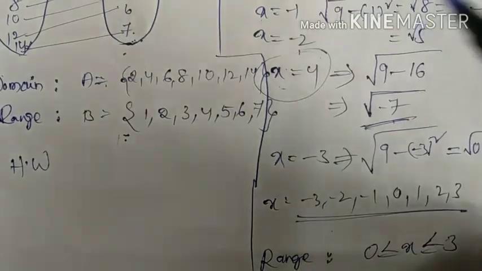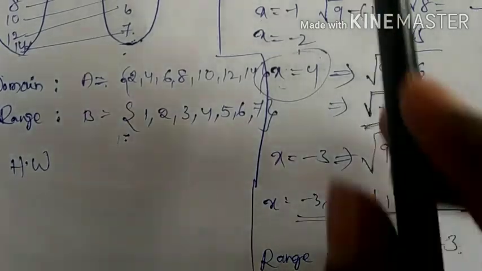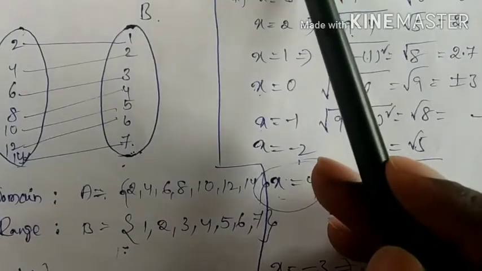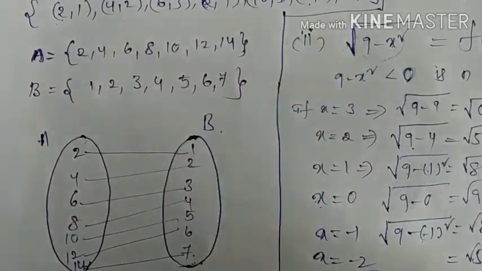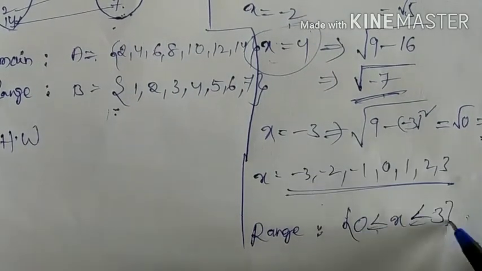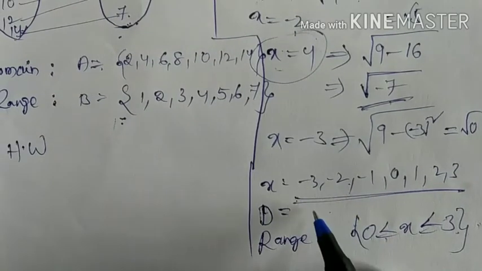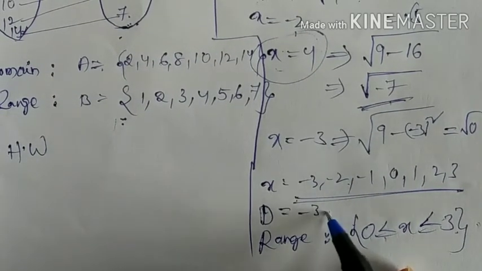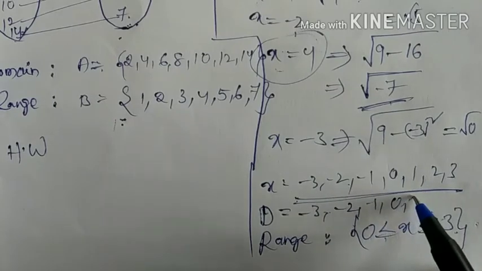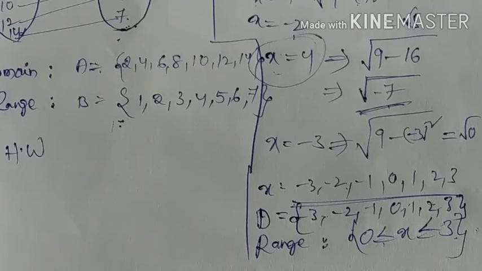So these values are repeated for what we have given. So that's why the range of the given function f of x equal to root over 9 minus x square is 0 less than or equal to x less than or equal to 3. We can write it like this. This is the domain of this set: minus 3, minus 2, minus 1, 0, 1, 2 and 3. Clear? Okay, I hope you understand how to do all these problems.